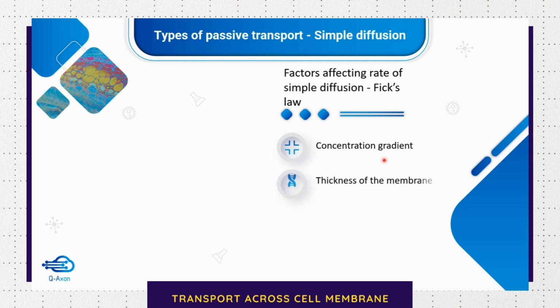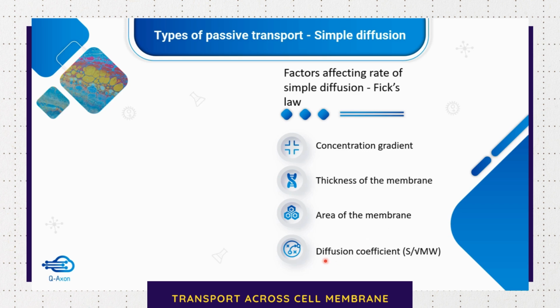Then thickness of the membrane. If thickness of the membrane is more, will it take less time or more time? The substance will have to cross a thicker membrane, so it will take a little more time to cross the membrane. Then area of the membrane, the surface area of the membrane to which the substance is exposed. If the area of the membrane is more, then the rate of simple diffusion will be more.